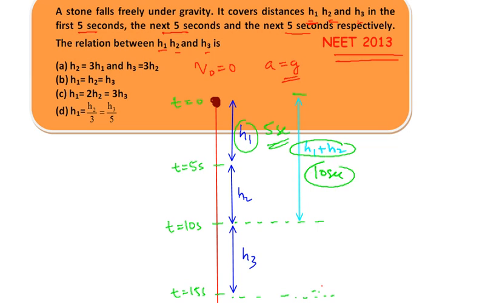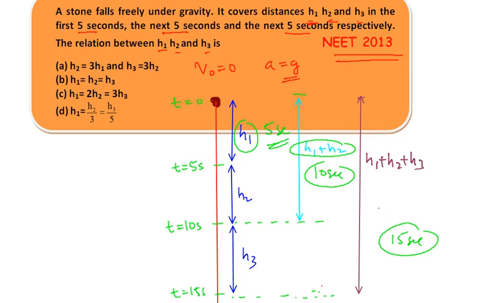Similarly, consider the distance traveled in 15 seconds. That is equal to h1 plus h2 plus h3. So to travel distance h1 plus h2 plus h3, the time taken is 15 seconds. To travel h1 plus h2, time taken is 10 seconds, and to travel distance h1, time taken is 5 seconds. Given that it falls under gravity, V naught equals 0 and a equals g.